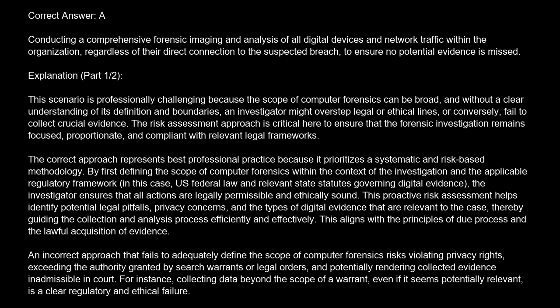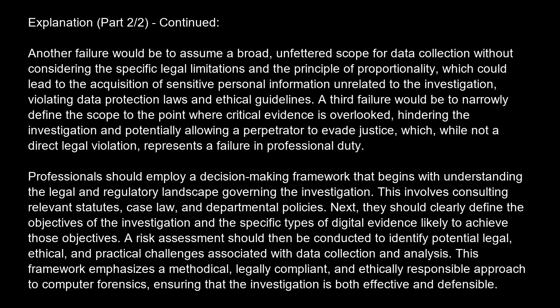An incorrect approach that fails to adequately define the scope of computer forensics risks violating privacy rights, exceeding the authority granted by search warrants or legal orders, and potentially rendering collected evidence inadmissible in court. For instance, collecting data beyond the scope of a warrant, even if it seems potentially relevant, is a clear regulatory and ethical failure. Another failure would be to assume a broad, unfettered scope for data collection without considering the specific legal limitations and the principle of proportionality, which could lead to the acquisition of sensitive personal information unrelated to the investigation, violating data protection laws and ethical guidelines.